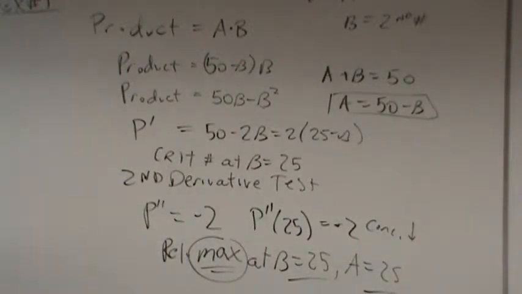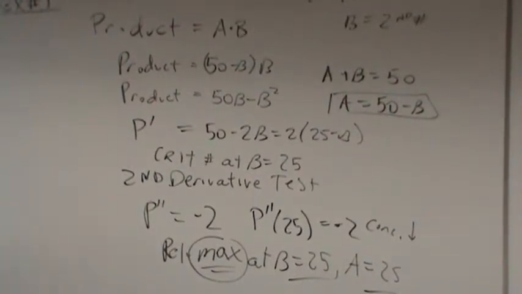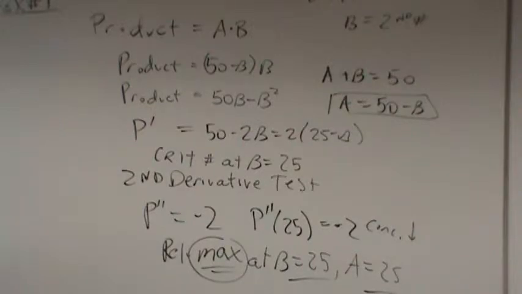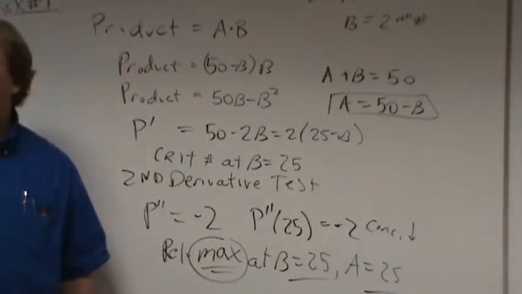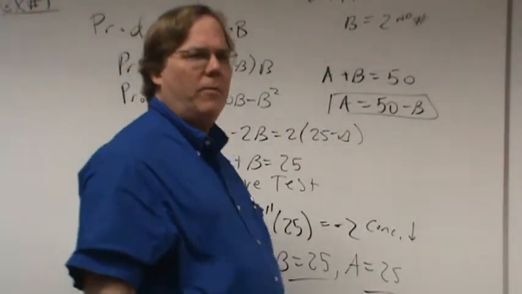So the sum of two non-negative numbers is 50, and I found the max, and they're asking for the min. How am I going to get the min? Where do I look now for the min? I'm clean out of critical numbers. What's that? Endpoints of the domain. Thank you very much, Zach. Yeah, the endpoints of the domain.